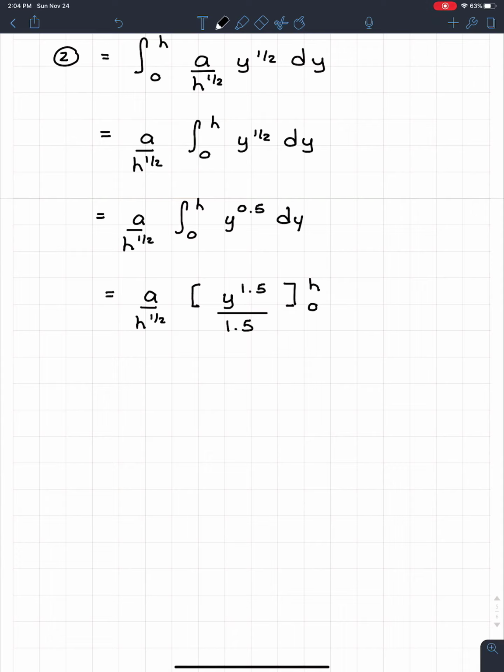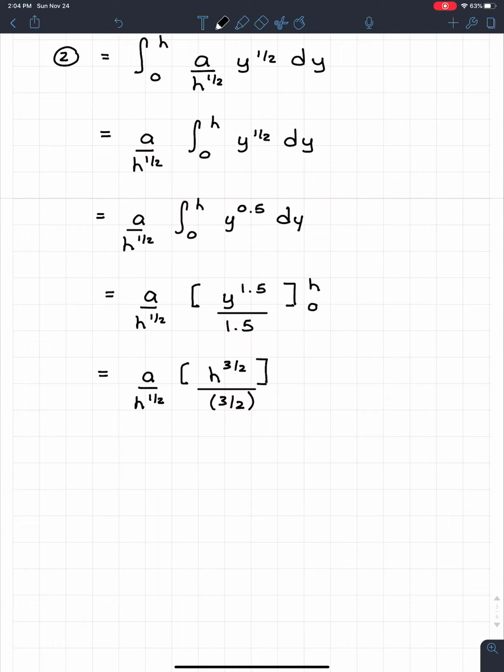So it's one of those things that you don't really have to do 100%. So we come down here, we're going to go, this is equal to a divided by h to the 1/2. And then our integral now is just going to change from h to the 3 over 2. So this is when I'm going to convert back. 1.5 is just 3 over 2. And we're dividing all this by 3 over 2. Because again, 1.5 is just 3 over 2.